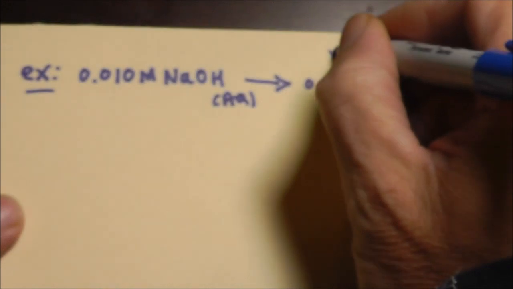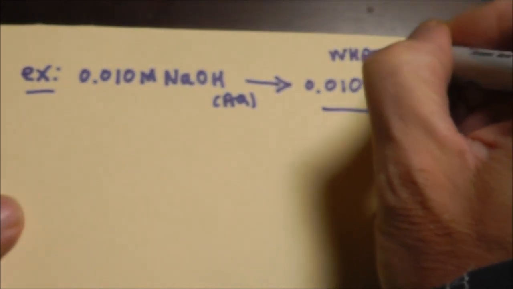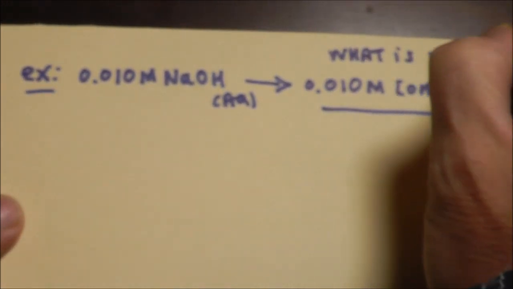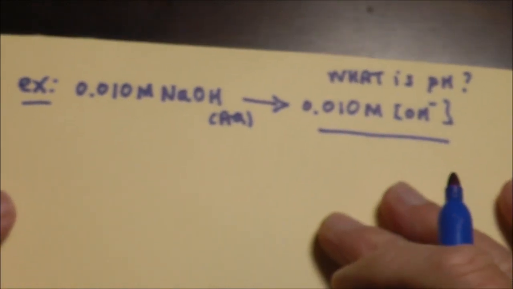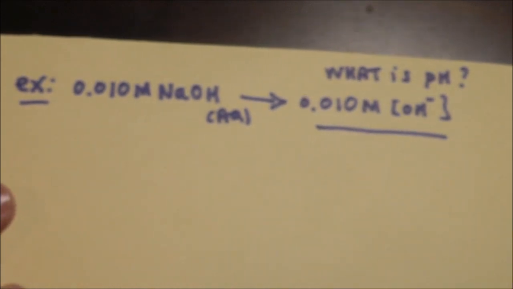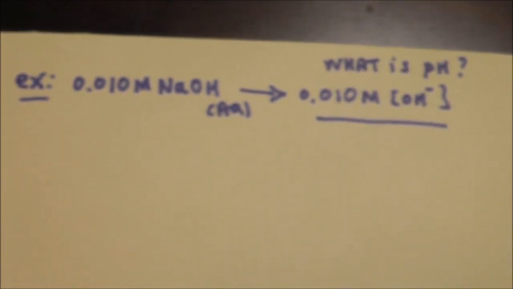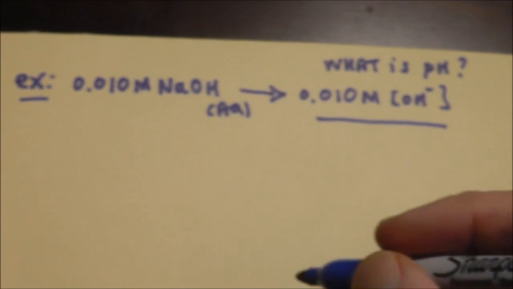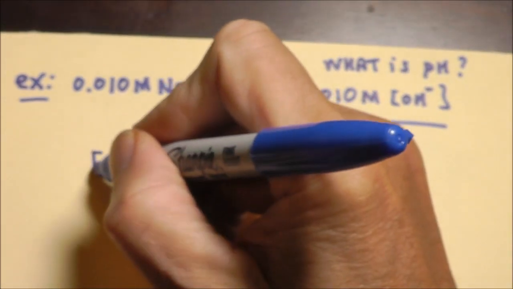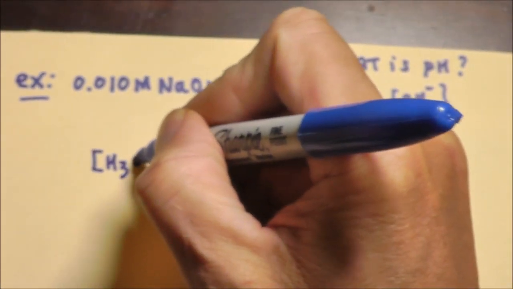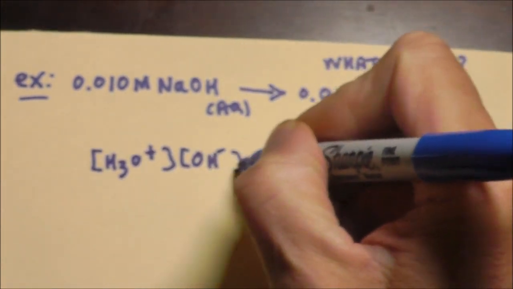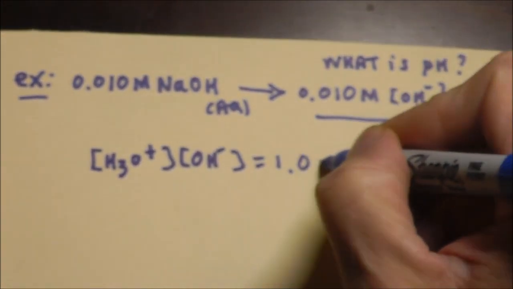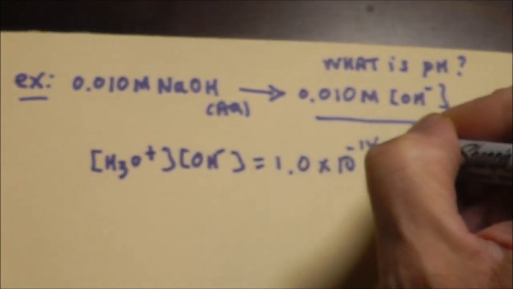So what if we're saying, what is pH? That was our goal. Well, the pH of this is going to be above 7, but we can actually nail down what it is. So what we're going to do is use our relationship of H3O+ times OH- equals 1.0 times 10 to the minus 14.